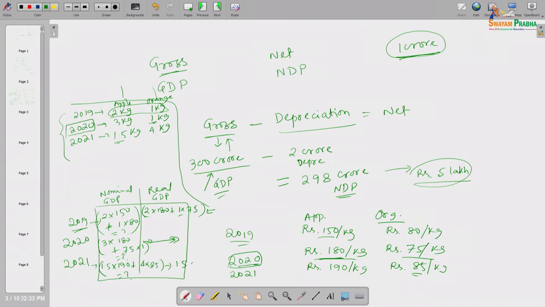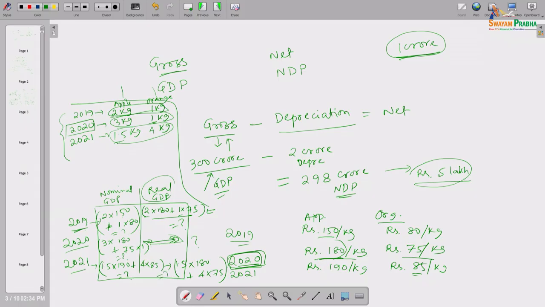2021 will be 1.5 into 180 plus 4 into 75. Look here, whatever price level we consider to capture real GDP of 2019, the same applies to 2020 and 2021: the 2020 market price. But the production basket is that of the respective years. Since these market values are at the same price level, only 2020's price level, this is called real GDP. So if this is increasing, we can tell that GDP is expanding in the real, true sense for that country. So this is a simple example of how to calculate real GDP and nominal GDP.